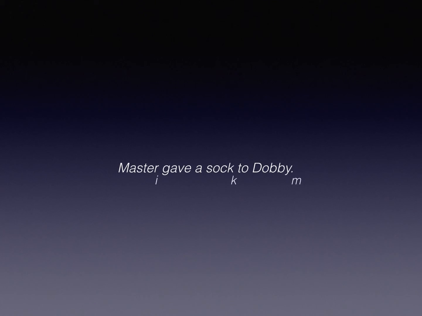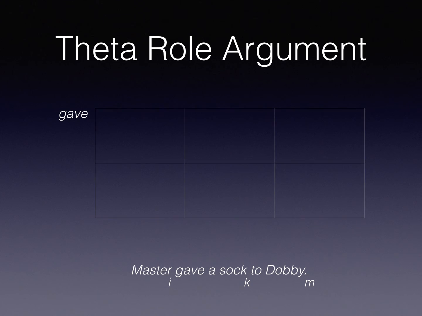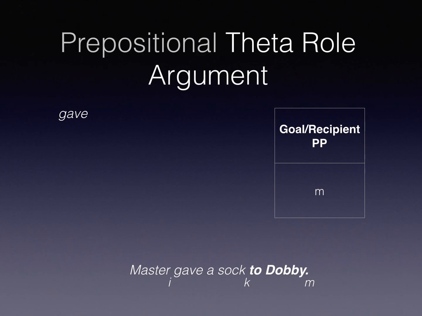Master gave a sock to Dobby. Notice how the sentence meaning is the same, but its structure, along with the theta grid, look a little different. Now Dobby, who still has the goal recipient theta role, is now a prepositional phrase rather than a determiner phrase argument, and is thus labeled PP.